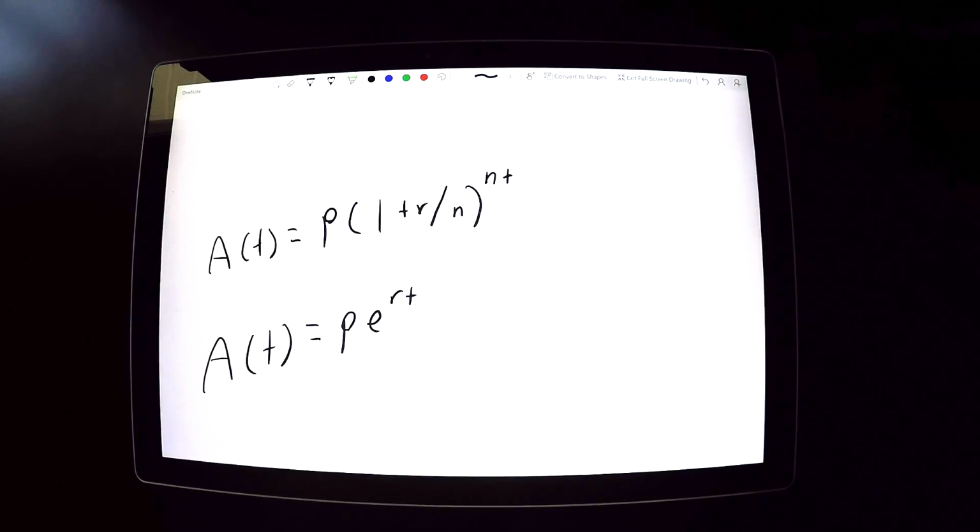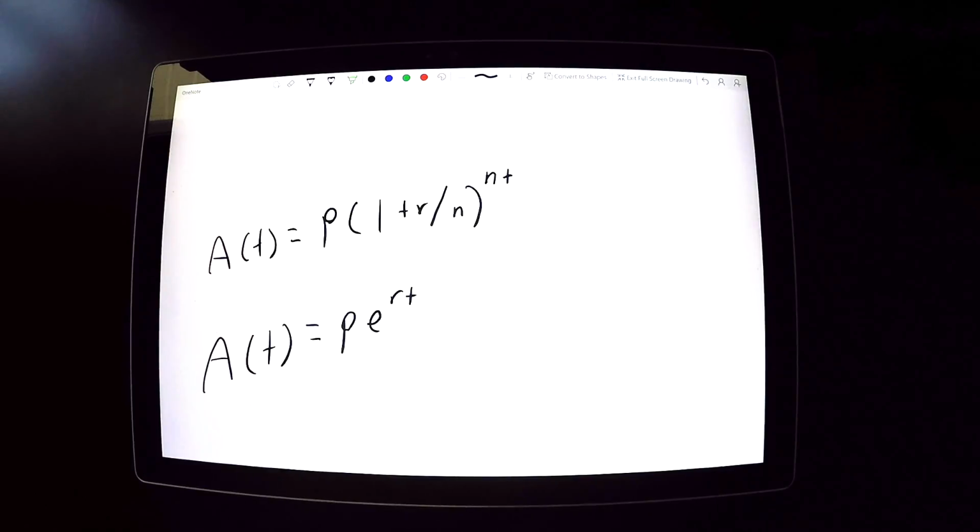Now, if the interest is compounded continuously, then the formula for the amount in the account is A of t equals P times e to the power of r times t, where again, P is still the principal, r is still the interest rate, and t is still time in years.